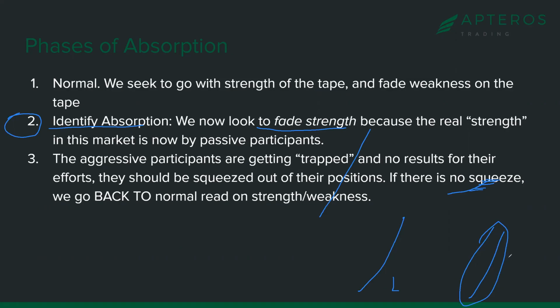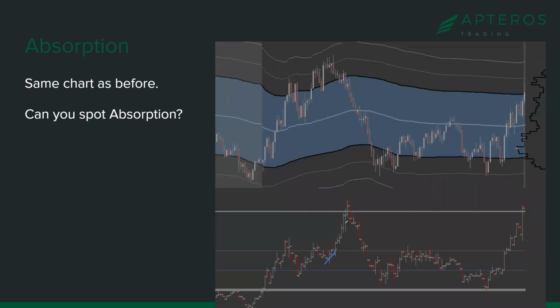However, we could shift to phase three here. If all these buyers are getting trapped, they're getting no result for their efforts, right? They should be squeezed out of their positions. Remember, just like we looked at on the real chart, buyers press, press, press, buyers trapped, trapped, trapped, buyers squeezed out.